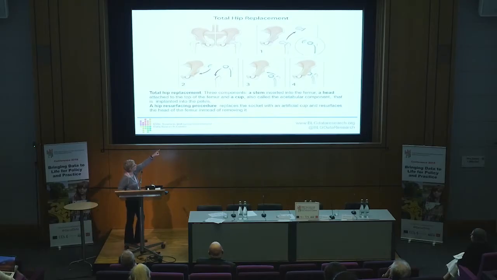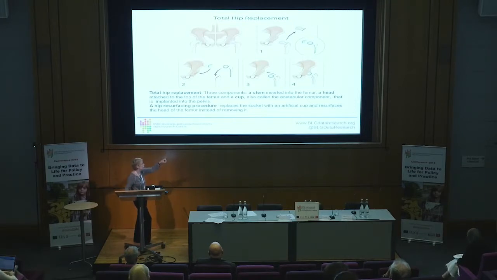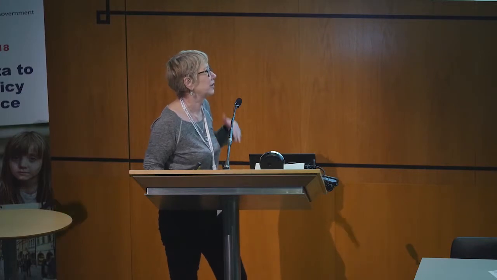So this is how the hip replacement is done. On the picture on the right, you see 3 components of a hip implant. There is a stem, this pointy part which goes into the bone. There is a head, and there is a cup. And there are 2 different varieties of hip replacement. The total hip replacement includes all those three components. And then there is the so-called hip resurfacing procedure, which just puts an artificial cup in a socket and resurfaces the head of the femur instead of removing it. So that would just have a cup to a large extent.